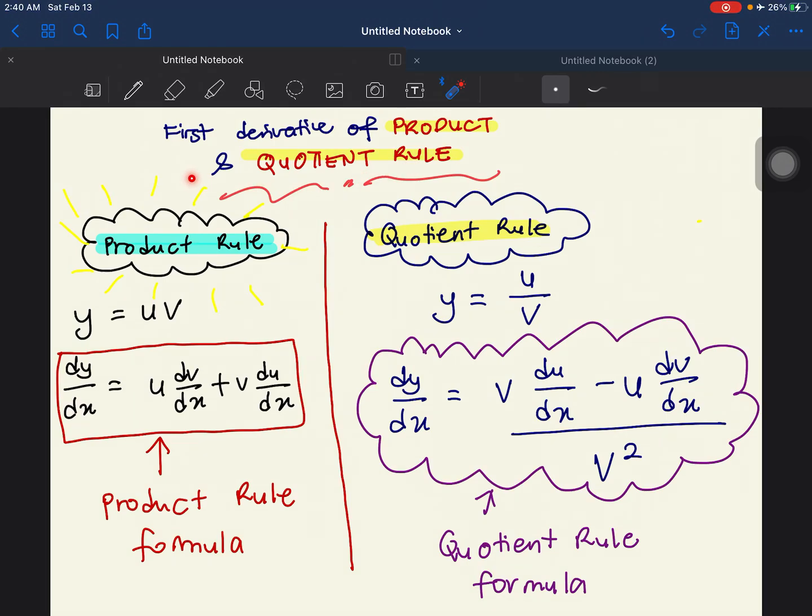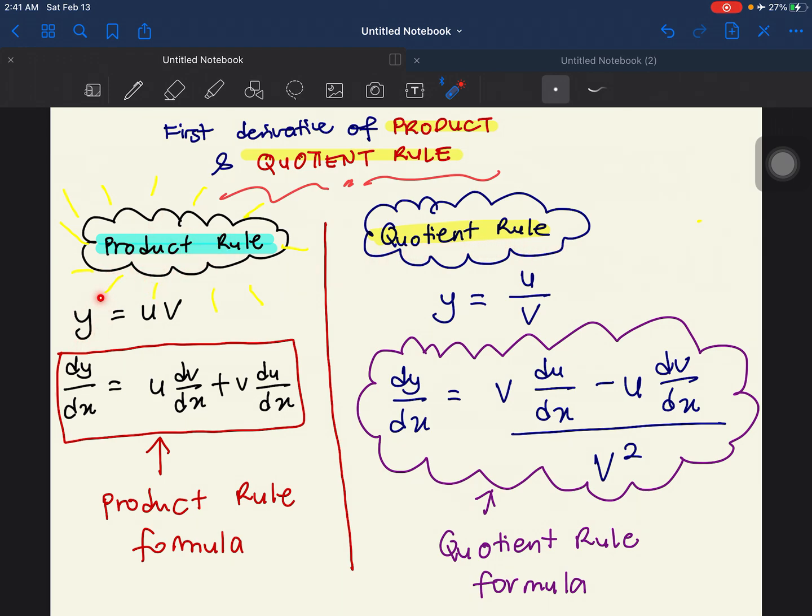So, continuing our third lesson, to find the first derivative of product and quotient rule. We have two types of rules that we have to apply in differentiation. First one is the product rule and the second one is the quotient rule. So, macam mana nak jadi product rule ni?